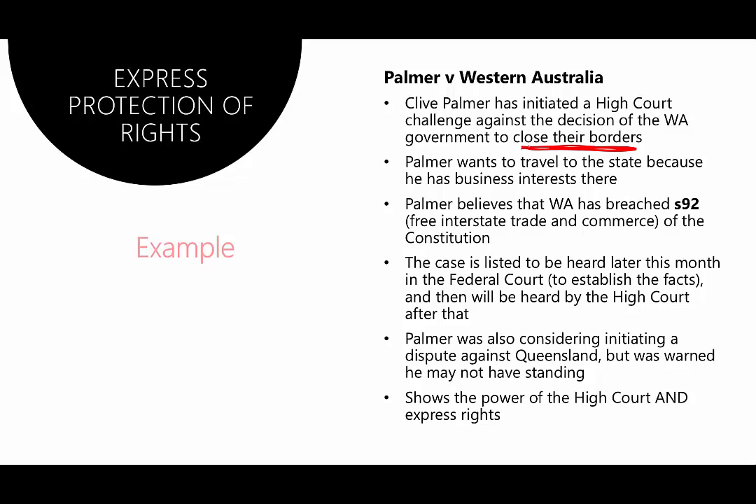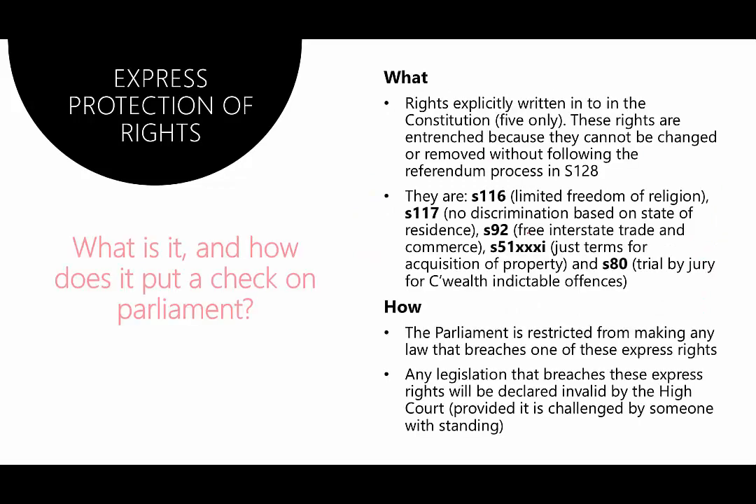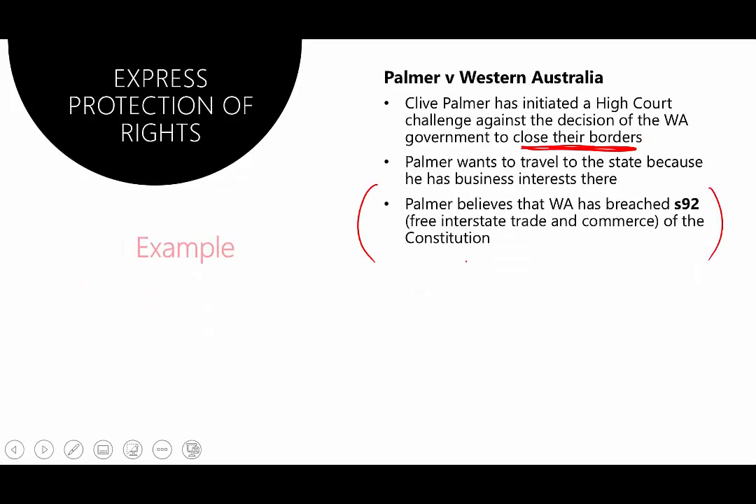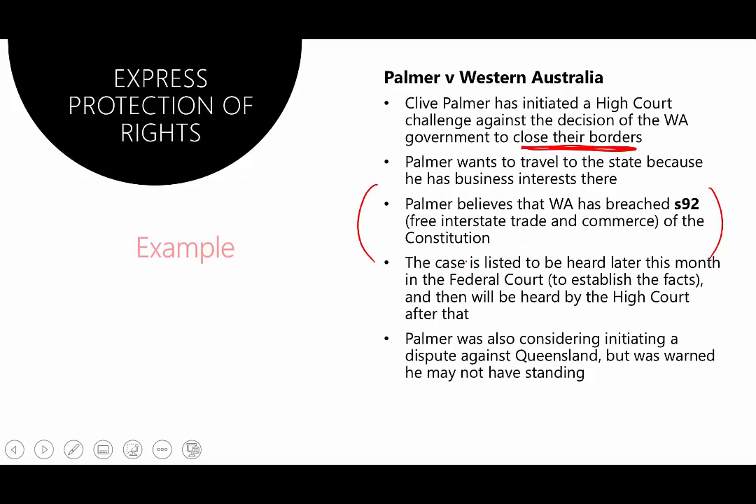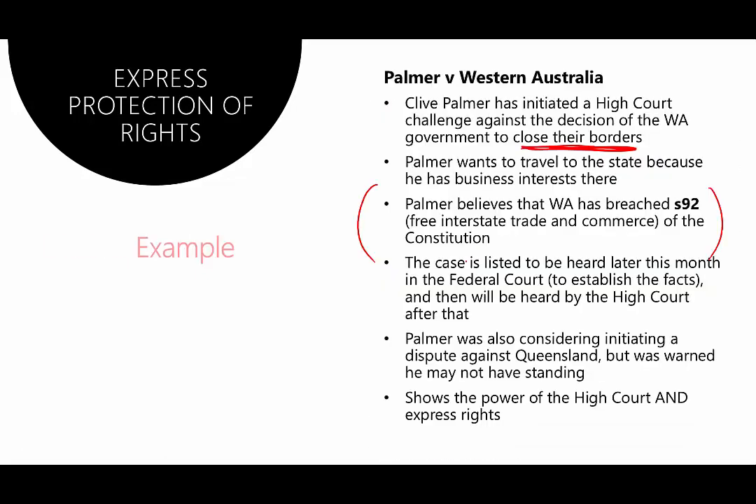And more or less, he believes that Western Australia has breached Section 92 of the Constitution. So that is, as we saw here, free interstate trade and commerce. And it more or less allows for free thoroughfare between the states. And he said, well, closing the borders actually breaches the Constitution. It is listed to be heard later this month.